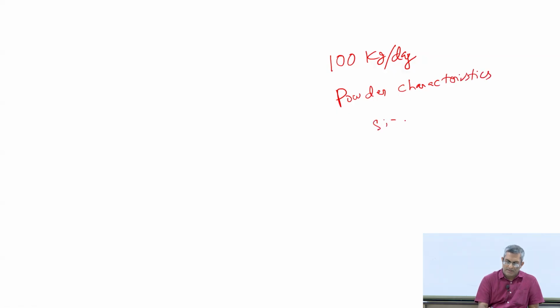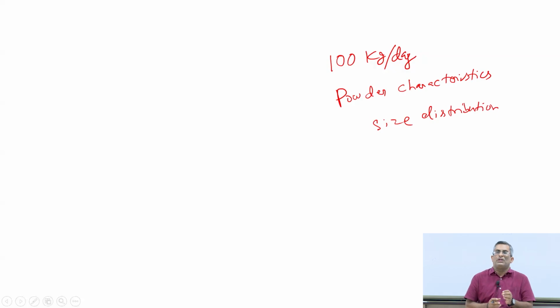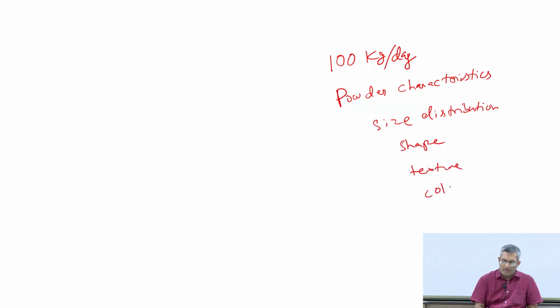Say size distribution. Which means, let's say they tell you that the powder size should be about 50 micron to 200 micron, or say 500 micron. So you have to produce powders in this range. And maybe they tell you that this should be the shape of the powder, and this should be the texture, this should be the color, etc. This is the input that you have.